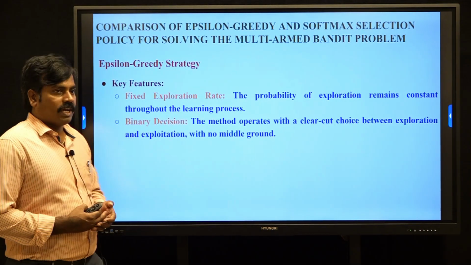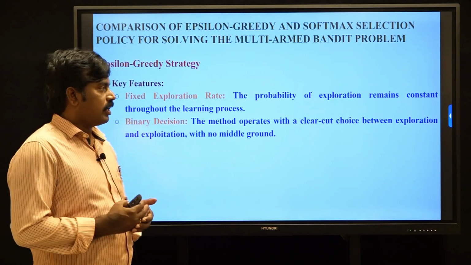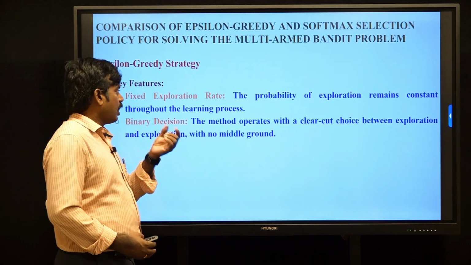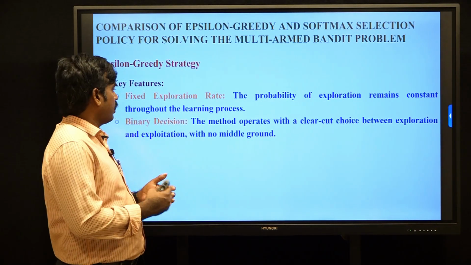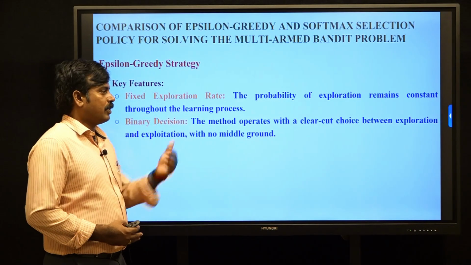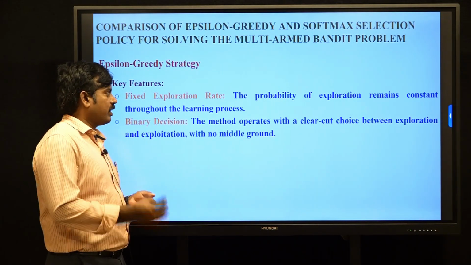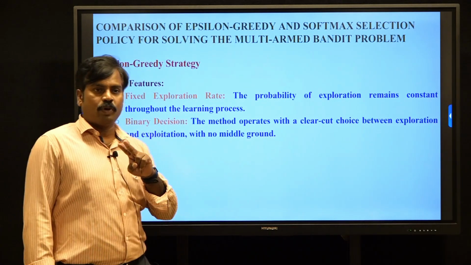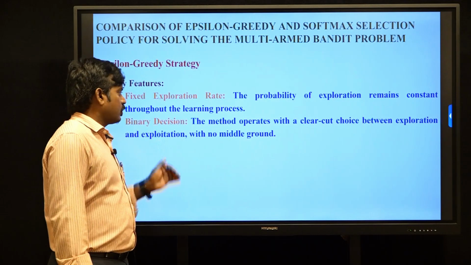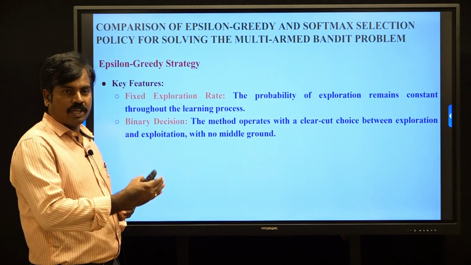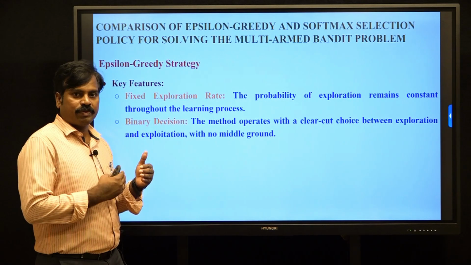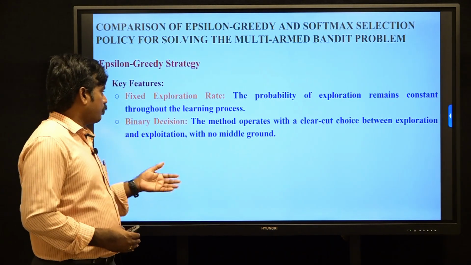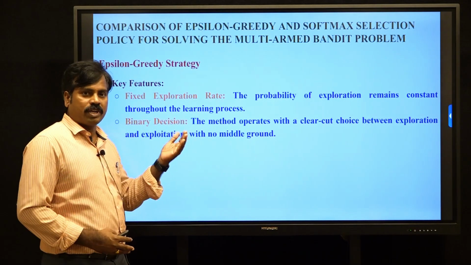The key feature is epsilon. We perform the exploration at a fixed rate. Fixed rate means epsilon: we define the exploration rate as epsilon, so that is fixed. We do not explore more than epsilon. We perform only two actions, a binary decision: either exploitation or exploration. Epsilon times we perform exploration, and the remaining 1 minus epsilon times we perform exploitation. Only two decisions, either exploration or exploitation.